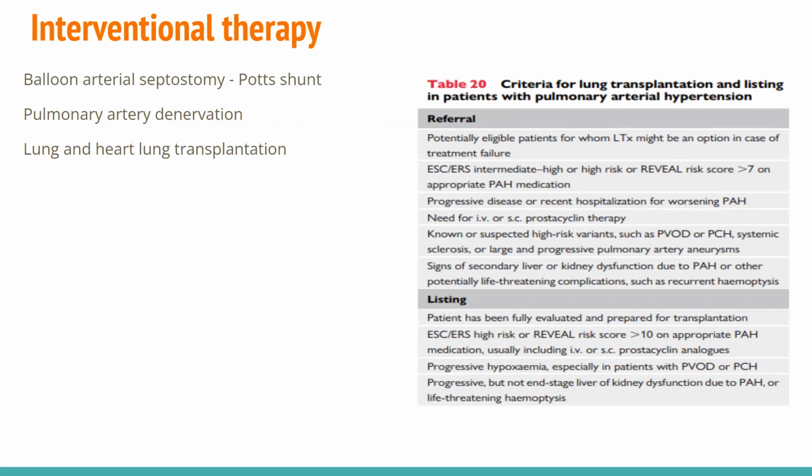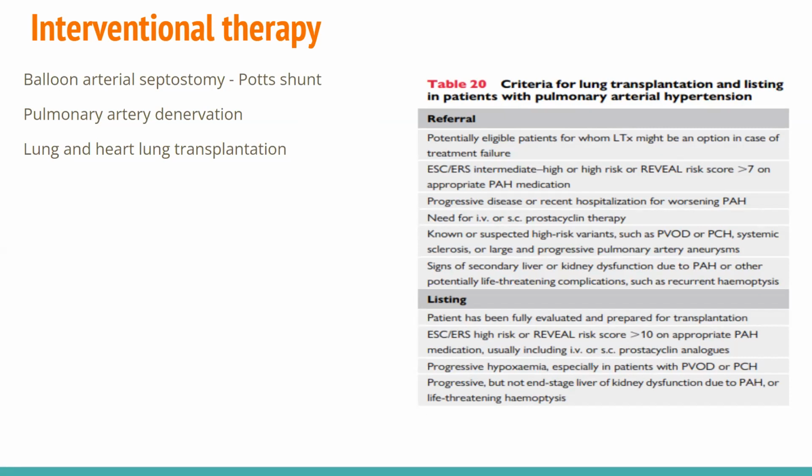Pulmonary artery denervation. This is considered because pulmonary artery hypertension is said to be associated with increased sympathetic overdrive. Hence, this is one of the other modes of intervention therapy. The last would be lung and heart-lung transplantation.